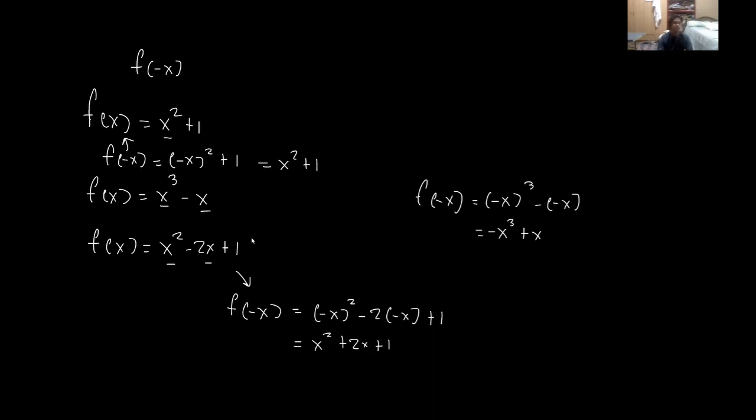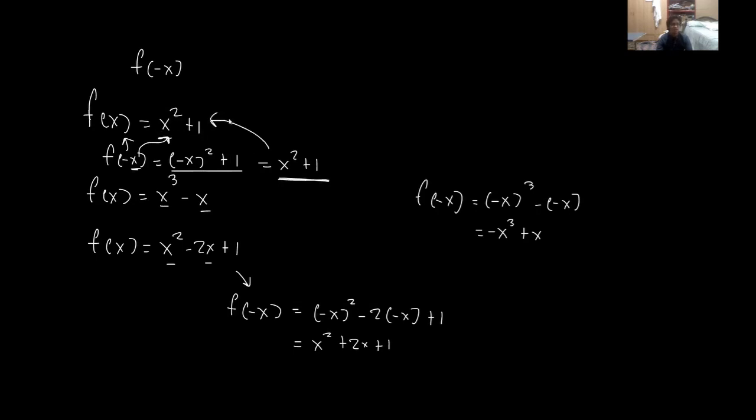Okay, now let's take a look. First, in this example, we have x squared plus 1. And look at this one. We substitute negative x inside of the x here. So in this case, what will happen? If I substitute negative x, it's still the same. X squared plus 1. So meaning no signs are changed. It's just the same as the original.